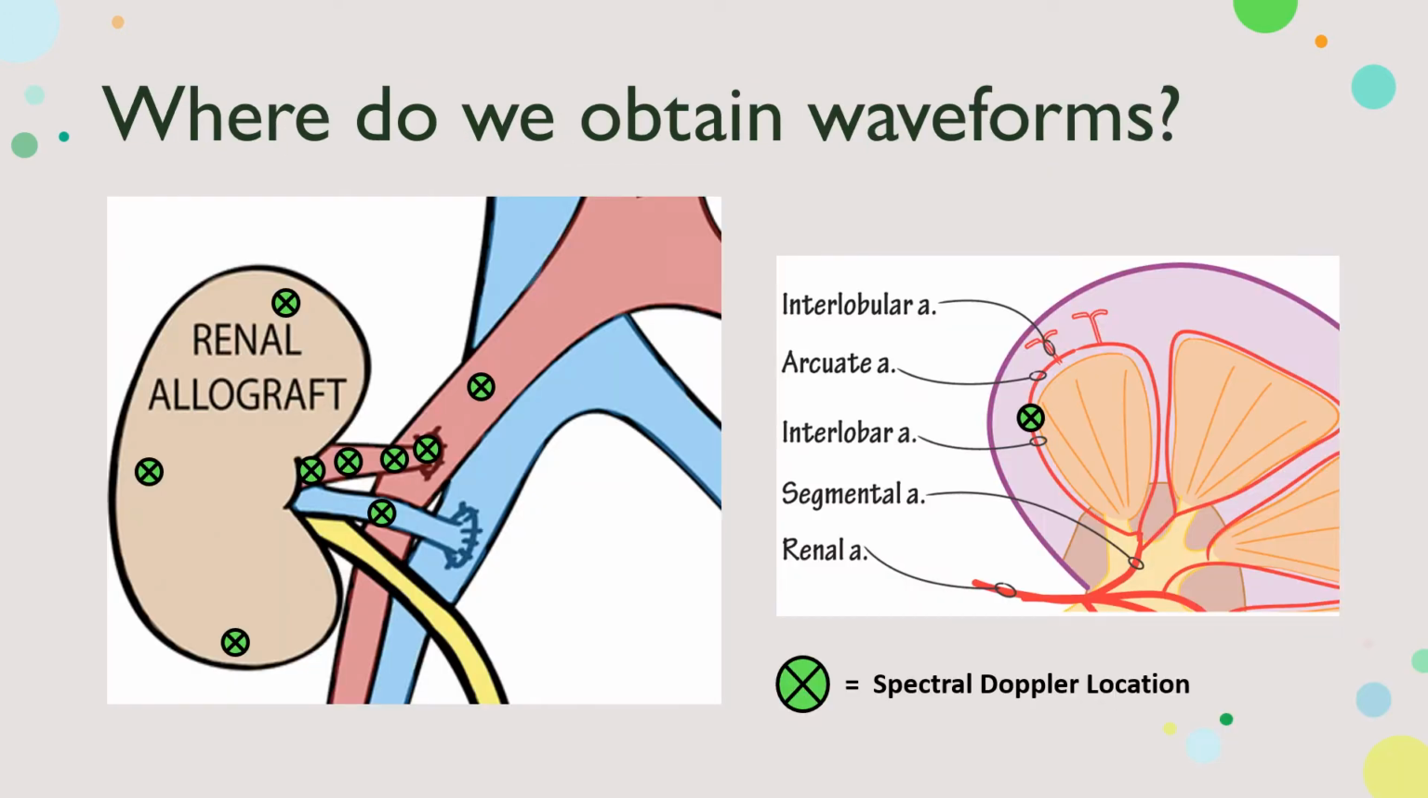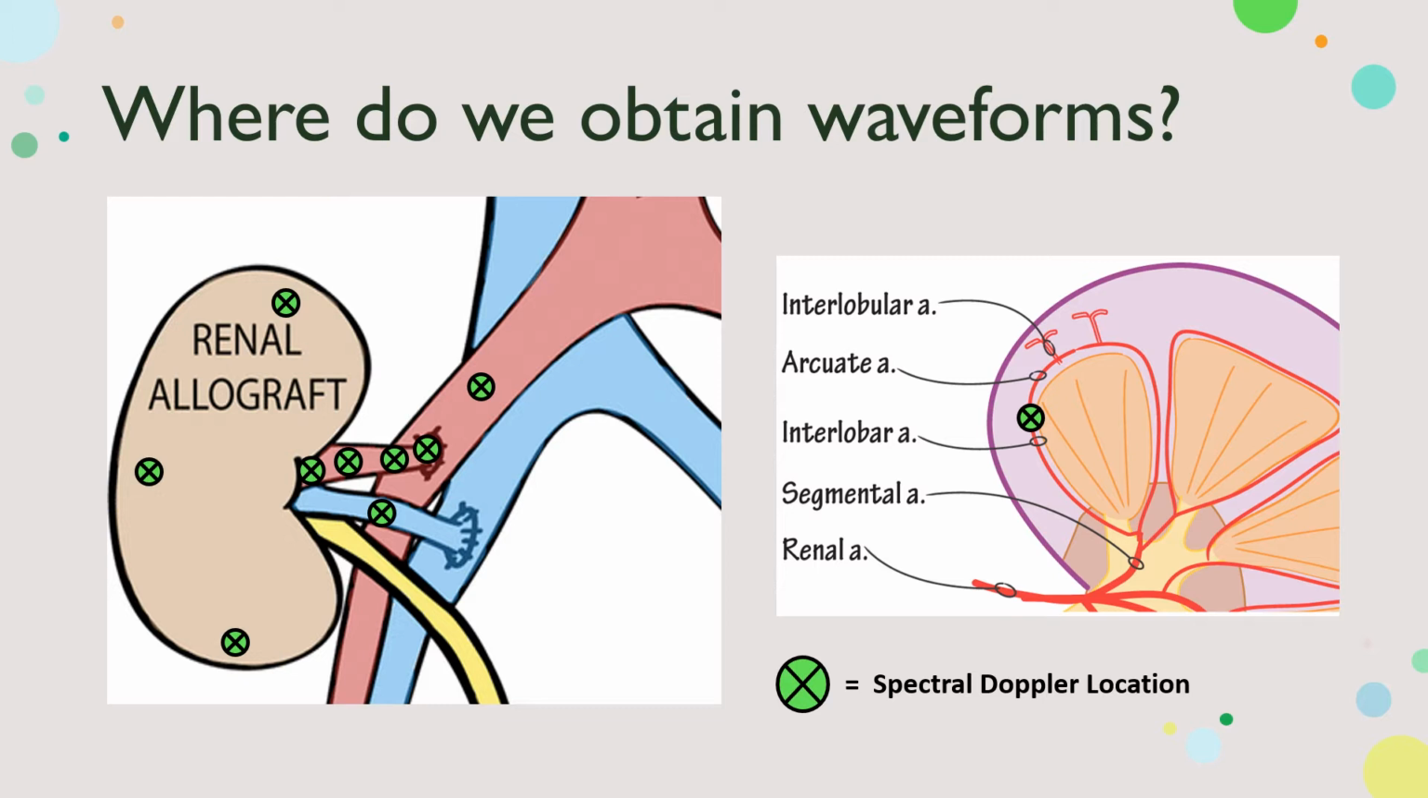So where do these waveforms come from? The sonographers are going to give you a spectral waveform of the external iliac artery proximal to the allograft. They're going to give you a Doppler at the anastomosis or pseudoanastomosis, a couple of Dopplers along the length of the renal artery, and then they're going to give you some intrarenal arteries, upper, mid, and lower pole. This is where we're going to measure our acceleration times and our resistive indices, and then a Doppler in the renal vein.